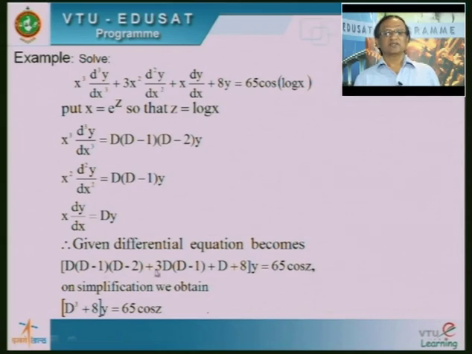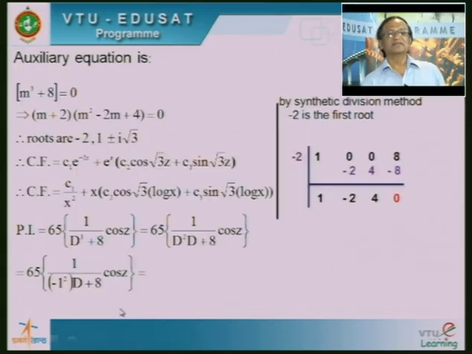Okay. So, now this is the linear differential equation with constant coefficients, and we know the procedure how we want to solve higher order differential equation. Here you observe the order of this differential equation is 3. Is it clear? So, when you multiply all these equations, I hope you will get a third order differential equation. What I have written here, on simplification you can obtain d cube plus 8 into y is equal to 65 cos z. Now, it is exactly similar to linear differential equation with constant coefficients with order number 3.